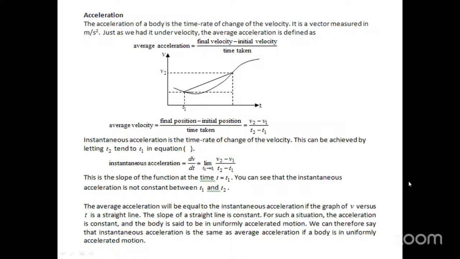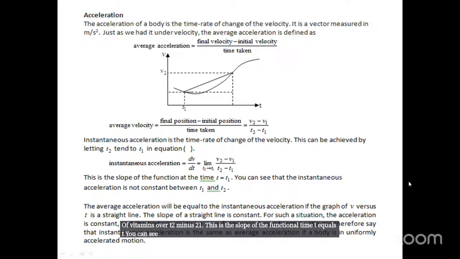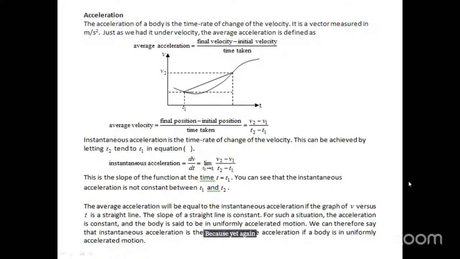Instantaneous acceleration is the time rate of change of the velocity. This can be achieved by letting T2 tend to T1 in that last equation. So that will be equal to dv/dt, which is the limit as T2 tends to T1 of V2 minus V1 over T2 minus T1. This is the slope of the function at the time t equals T1. You can see the instantaneous acceleration is not constant between T1 and T2 because, yet again, the slope, the tangent to the curve, is not fixed. It changes as time goes on.